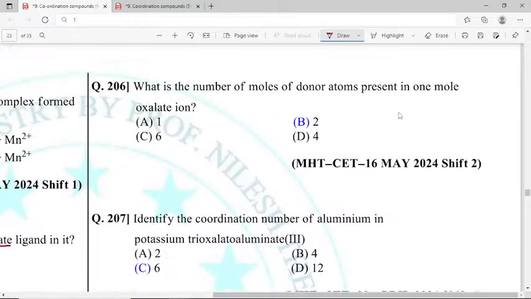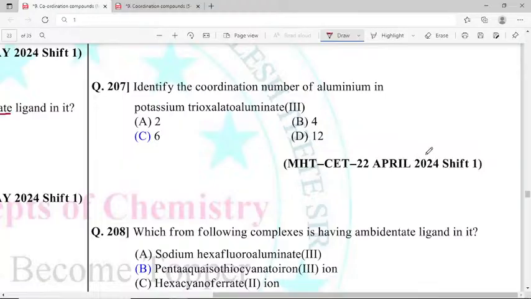Next, what is the number of moles of donor atoms present in n mole of oxalate ion? 2, because it is a bidentate ligand. It is a bidentate ligand. Number of moles of donor atoms: bidentate ligand.